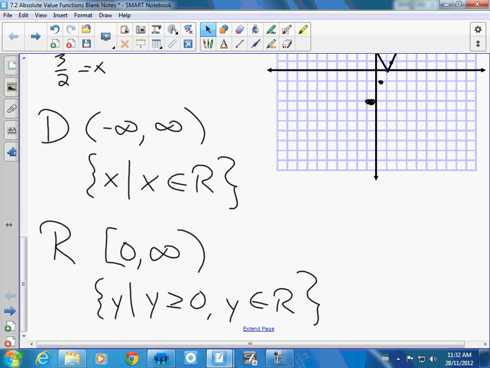Guys, really, you should understand both ways for domain and range. They're really not that bad. Okay?